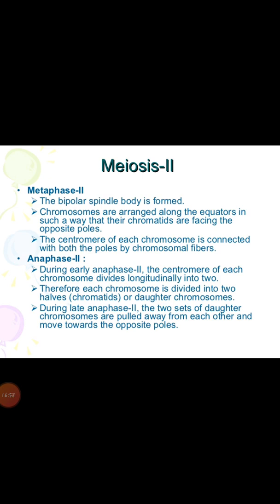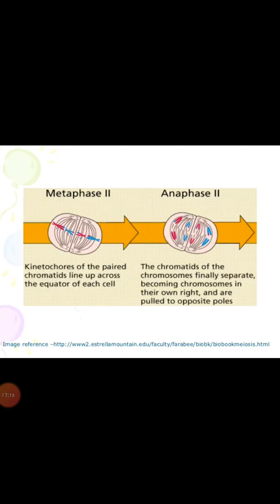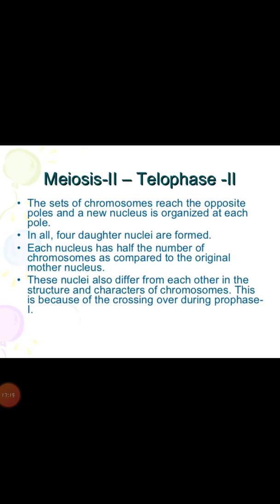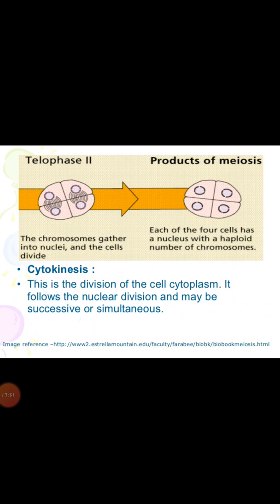Then anaphase second, in this the centromere of each chromosome now divides for the first time. The sister chromatids, now called daughter chromosomes, travel to the opposite poles. Then telophase second takes place. Here we can see metaphase second and anaphase second. Then telophase second: the set of daughter chromosomes at each pole elongates and becomes indistinct. The nuclear membrane and nucleolus reappear, organizing into a nucleus. The cytokinesis further divides each cell into two, thus forming four cells, each containing half the number of chromosomes.